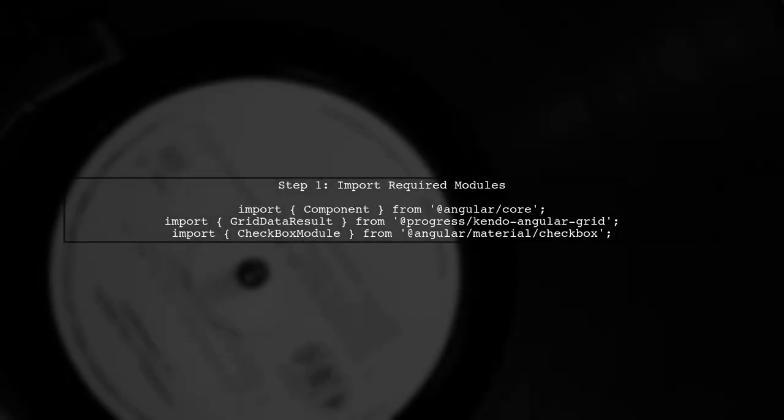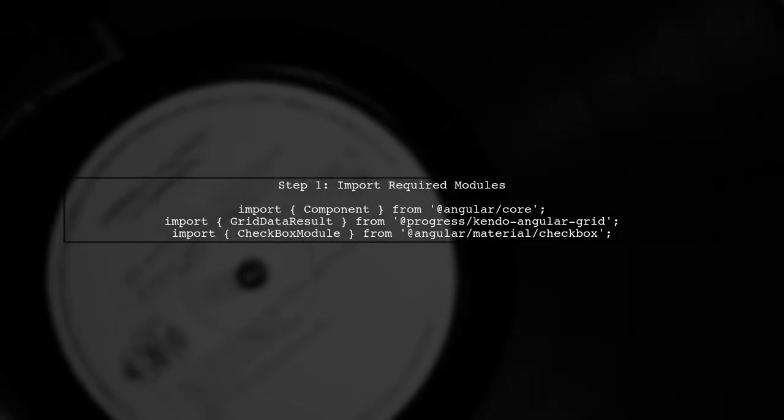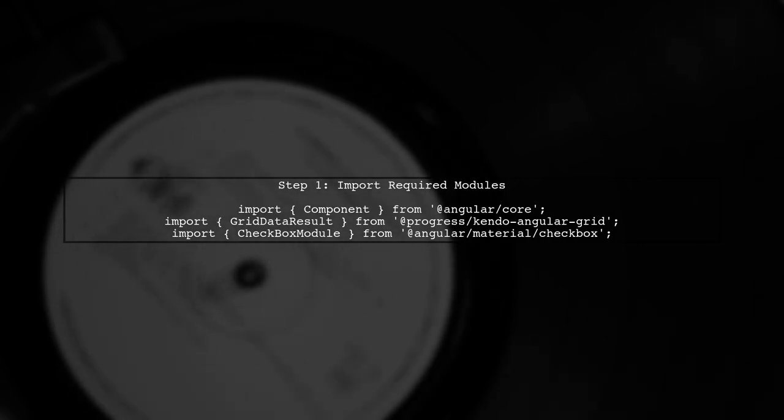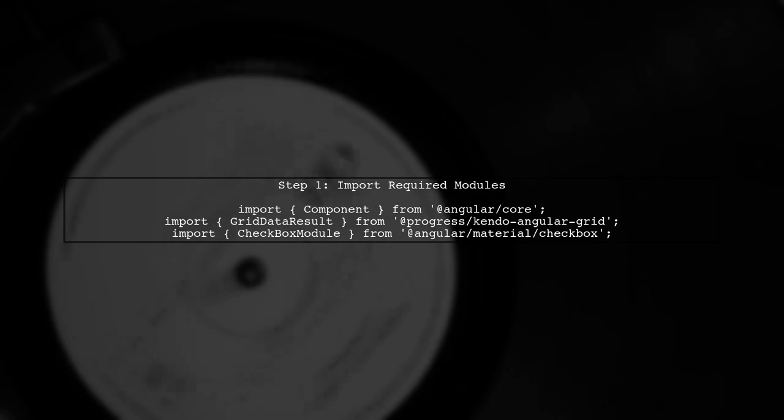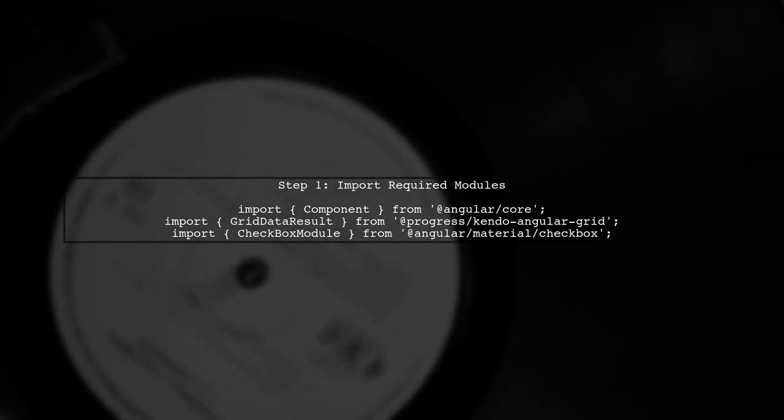To implement a checkbox column in your Kendo Angular 2 grid, we will start by modifying the grid's template. First, ensure you have the necessary imports for the Kendo grid and Angular material checkbox.